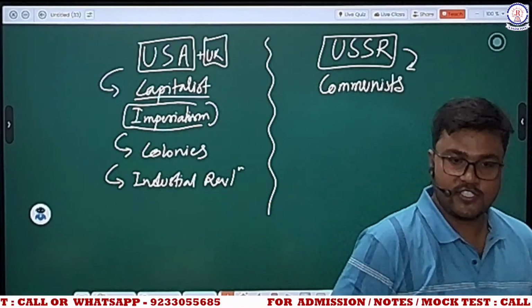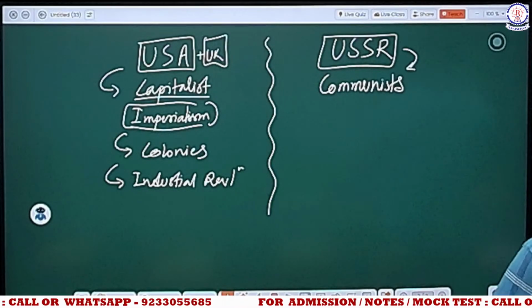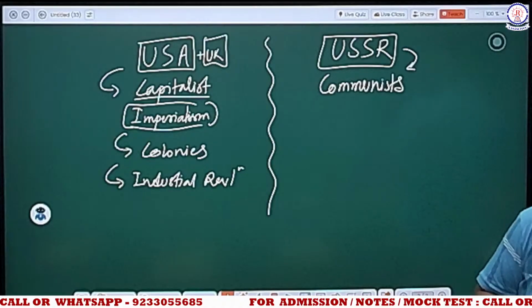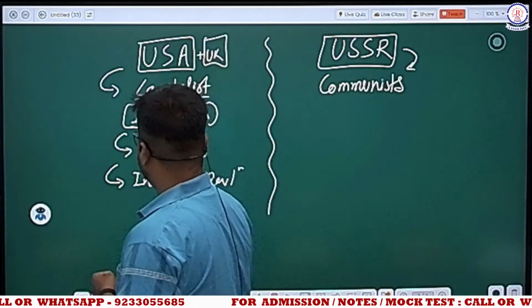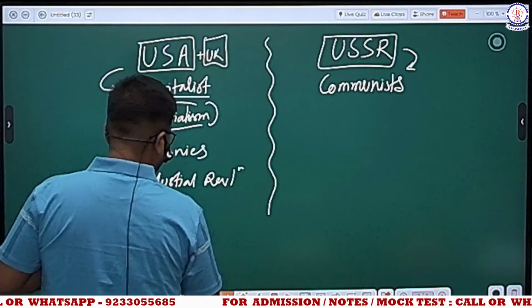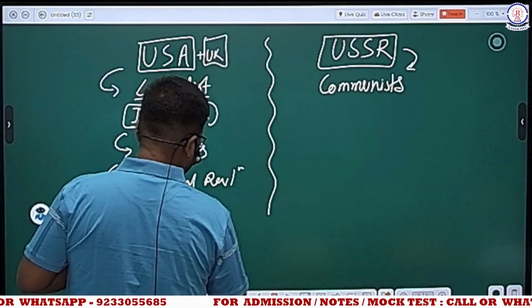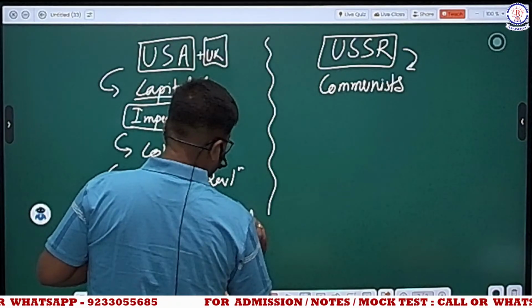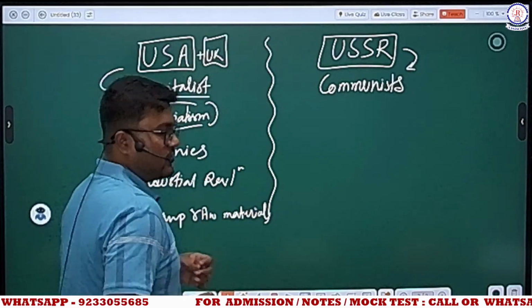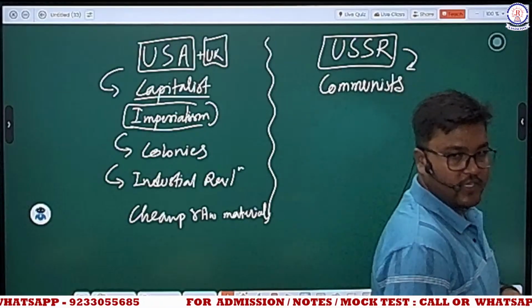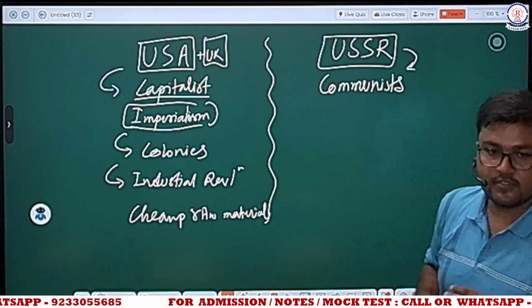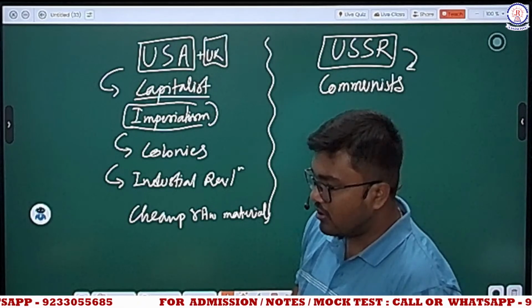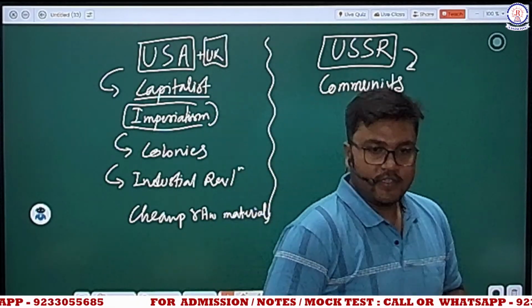So who provided cheap raw materials? The colonies provided cheap raw materials. And these colonies also provided the markets so that the factories in USA and UK and other colonial countries at the time, that is Germany, Spain, Portugal, could run their industries.